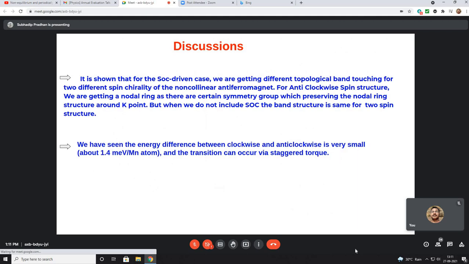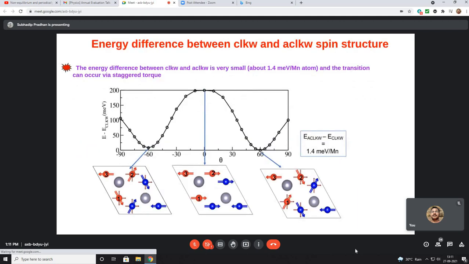So Subhadip, just go back to this. I presume this is the energy calculated directly from the DFT, right? Yes. You could estimate the J if you wanted to write a spin model. Have you looked at the J? Not yet, so far I have not seen that. We can look at it.